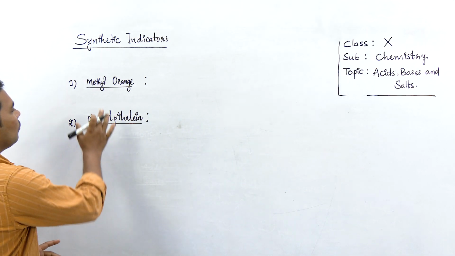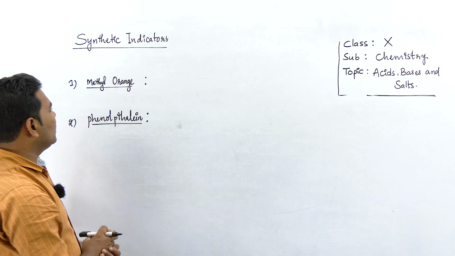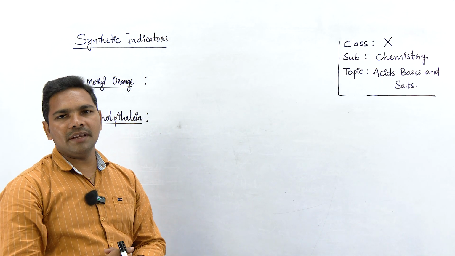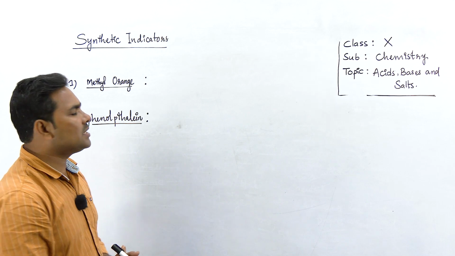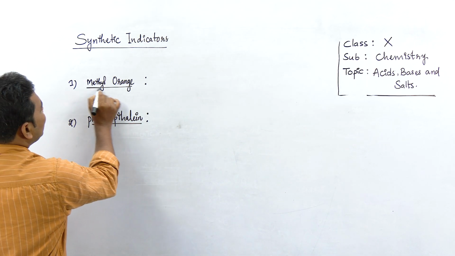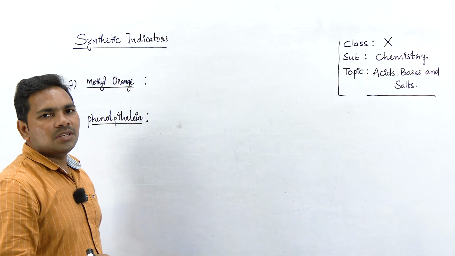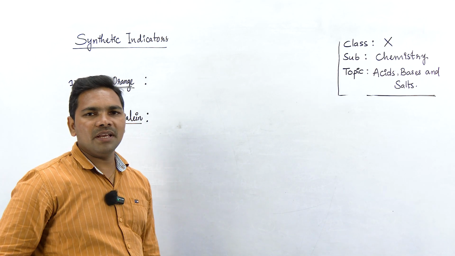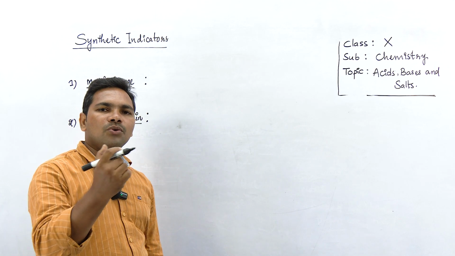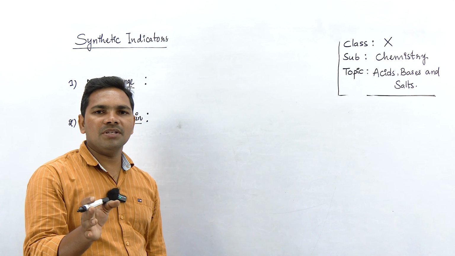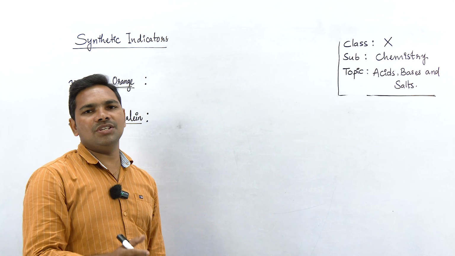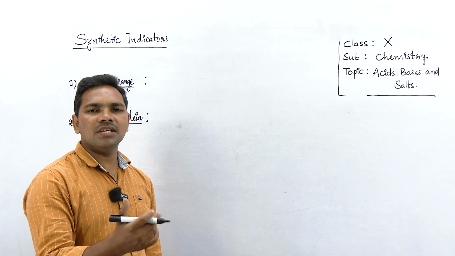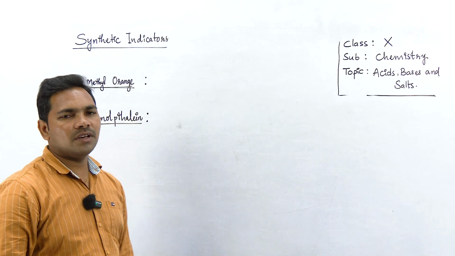Now let us see what these indicators' original colors are and how they indicate the nature of the substances by changing their color. Let us see the first one, methyl orange. Methyl orange is a complex structured indicator. When this complex structured indicator is added to acids or bases, its structure changes. Due to the change in structure, its color also changes. By its changing color, we identify the nature of the solution.